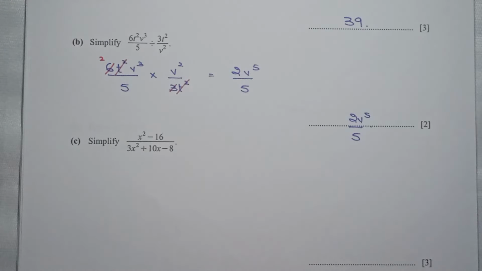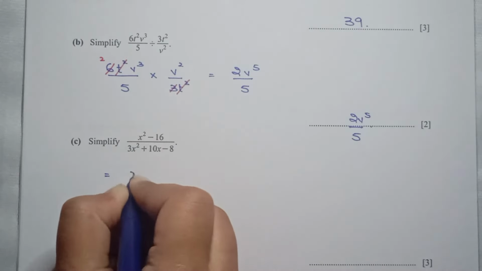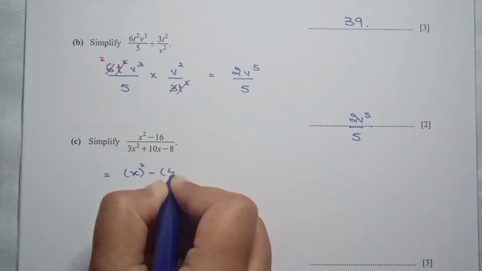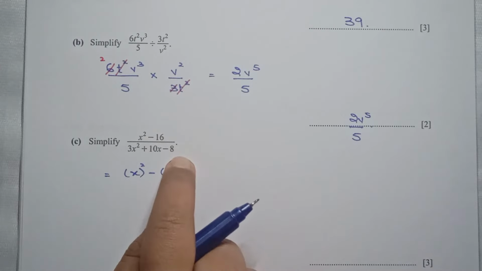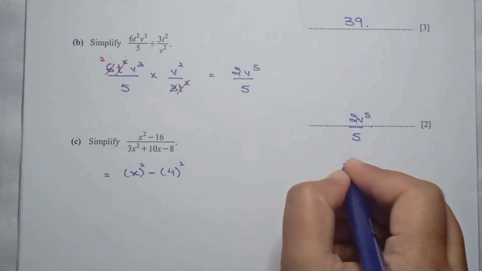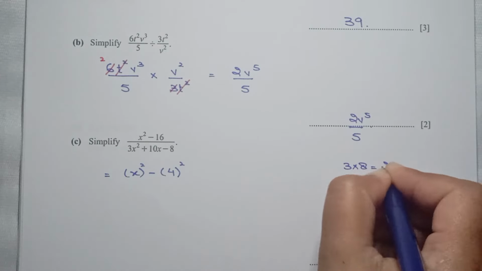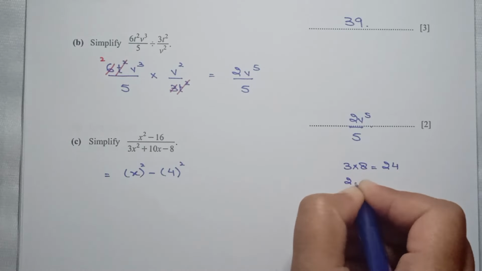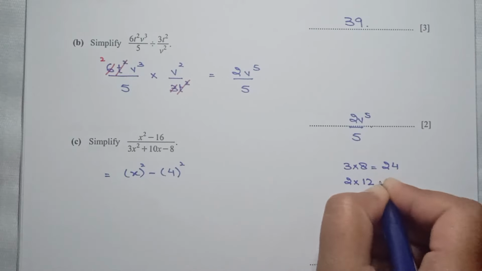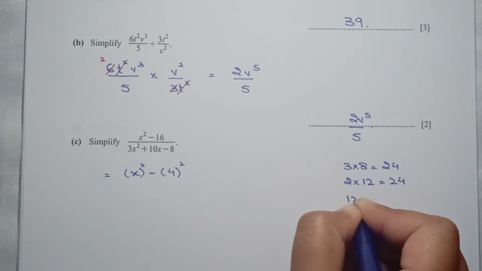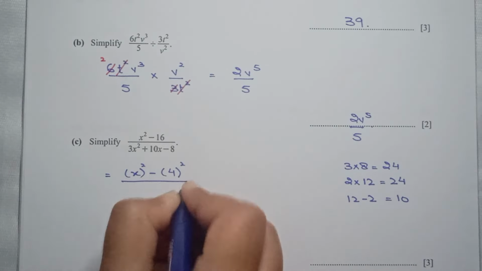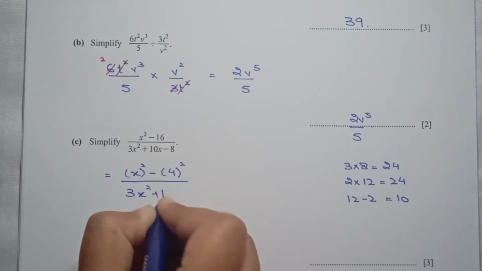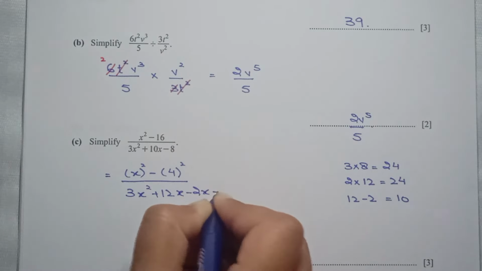Now for the C part, we need to simplify this expression. So as we can see, the numerator is x squared minus 4 squared, and for the denominator we can break the middle term. It's a quadratic expression. We can do a factorization. 3 times 8 is 24, and we know that 2 times 12 is 24, and 12 minus 2 would be equal to 10. We can break the middle term. So in the denominator we have 3x square plus 12x minus 2x minus 8.